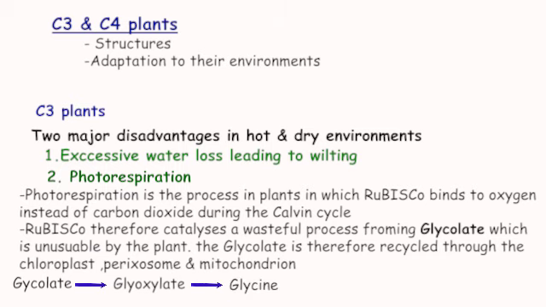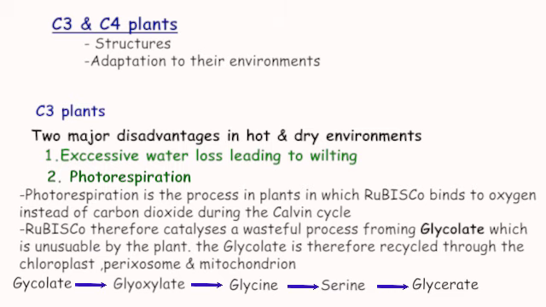Now, this glycine then diffuses out of the peroxisome and enters into the mitochondria. Once inside the mitochondria, two molecules of glycine combine to form serine, and in the process, ammonia and carbon dioxide are released. Now, this serine diffuses back to the peroxisome, where it is converted to glycerate. This glycerate finally diffuses back to the chloroplast, and ATP is broken down. The phosphate from ATP is added to this glycerate to form glycerate phosphate, and the Calvin cycle occurs normally.